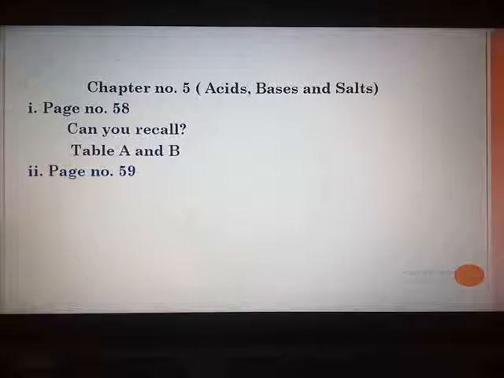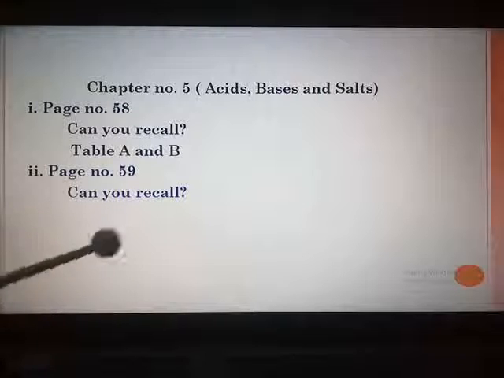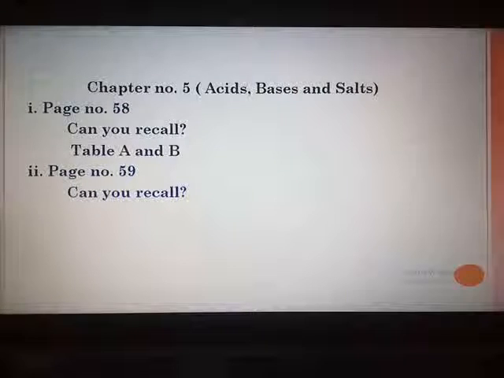Page number 59, on the top you have 2 lines. Remove those 2 lines on the top. Now complete part B of table on page 58. It will be clear that there are 3 types of ionic compounds. So those 2 lines you remove. And on the same page towards the end you have an activity, Can you recall. Remove that activity.